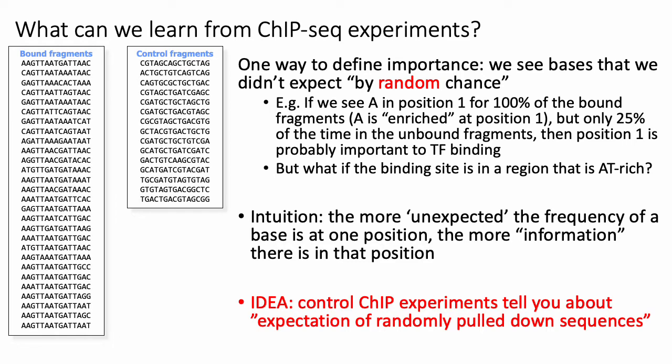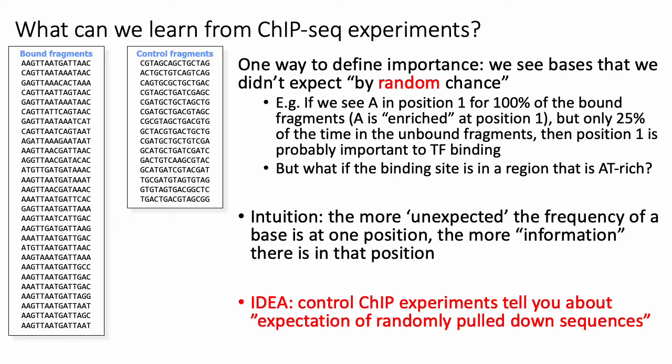Are the representations of these different bases different relative to what I expect by chance? And by expect by chance, I mean, more specifically, if you were to look at the control fragments, which represent your background expectation of what kind of fragments are not identified by your particular TF of interest, what bases do I typically see in these control fragments by chance? The intuition here is that the more surprised we are about the bases that I see at a given position in my alignment of the bound fragments, the more information there is in that position, or the more important that position is.